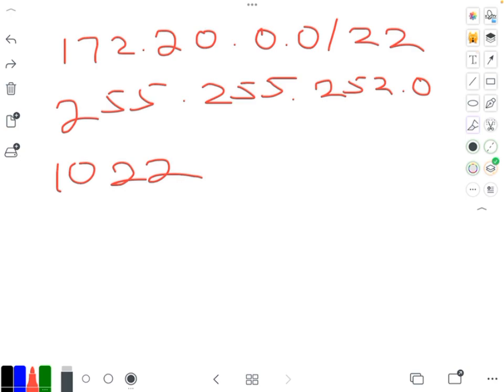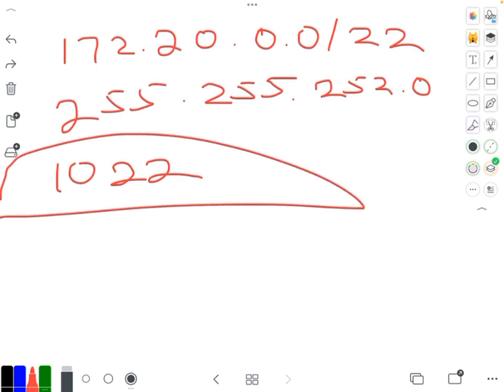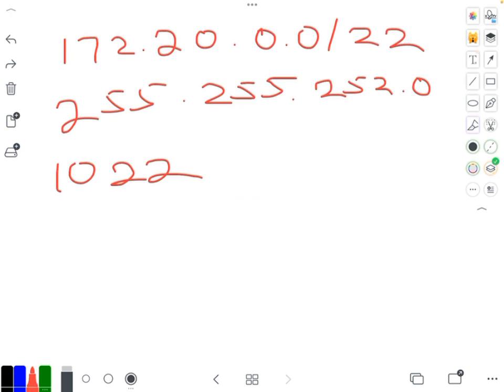1022, right? So we got our usable hosts from just doing the subnet mask calculation, right?